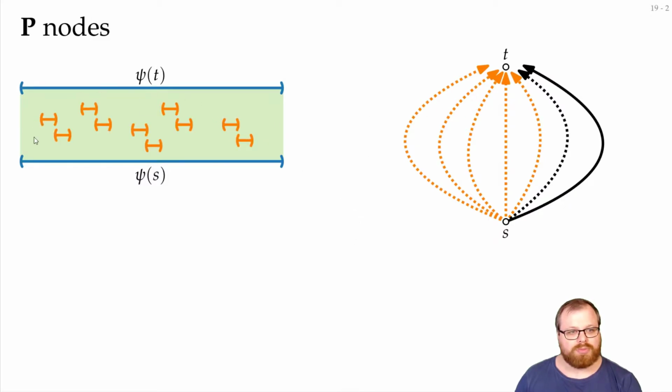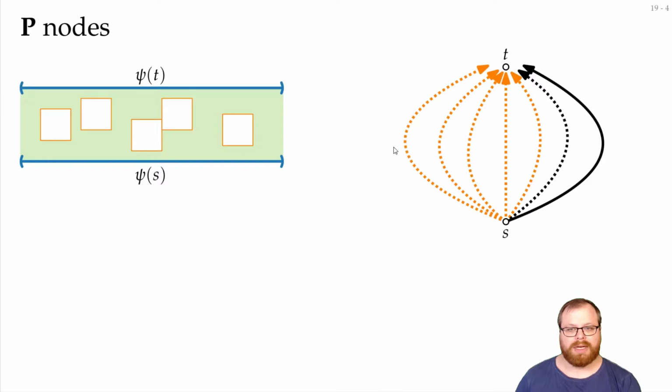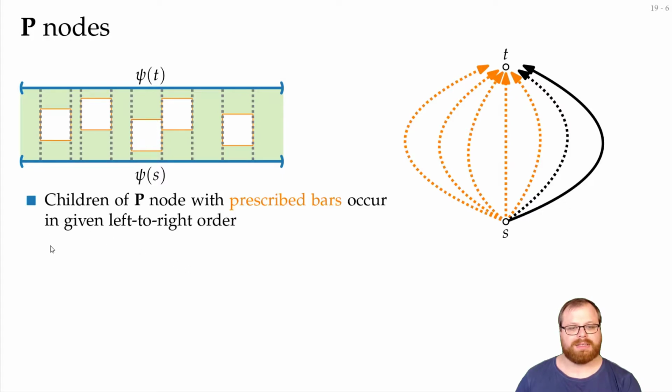So let's put all these fixed bars in here. And we want to find the bounding boxes for all these components and draw them. Now we don't care anymore what happens inside here, that's completely inside the component. So let's just remove it. And now since all these components are disjoint, they must be separated horizontally. So the children with prescribed bars have to occur in some given left to right order.